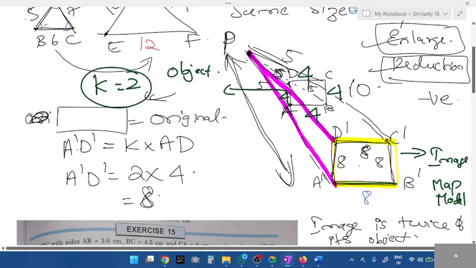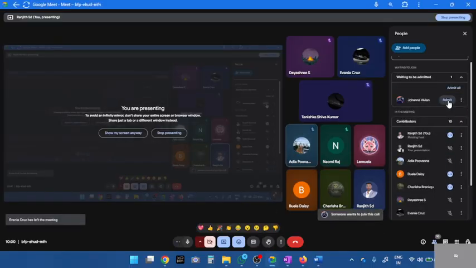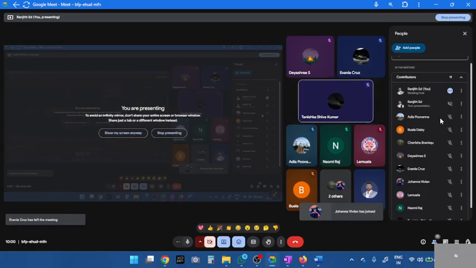Can you see all the sides are doubled? Everything is doubled here. It's a square. Everything is doubled. Any doubts in this, students? Do you all have any doubts? Entire thing I've explained, but only the formula is important. We use the formula and we'll solve.